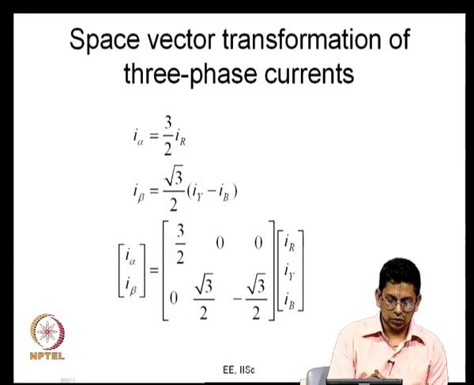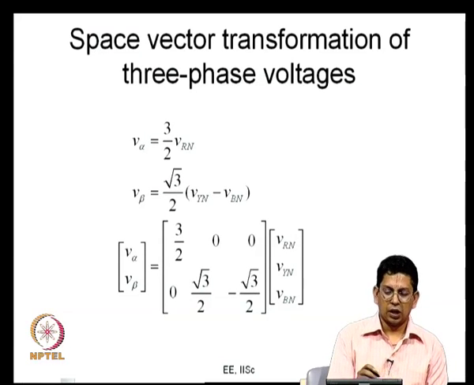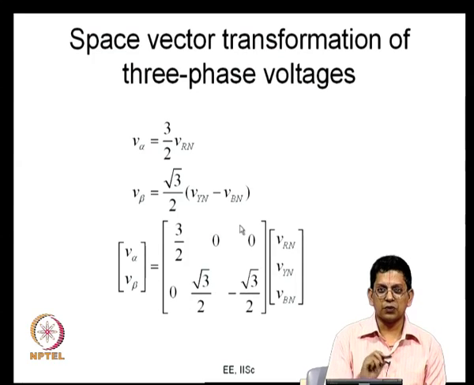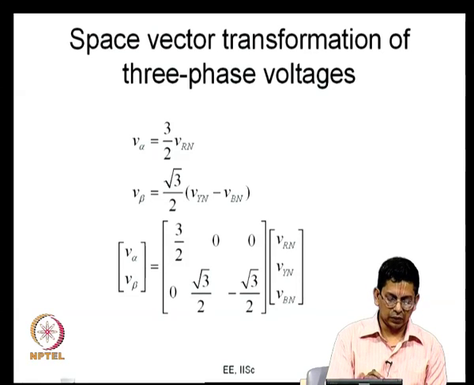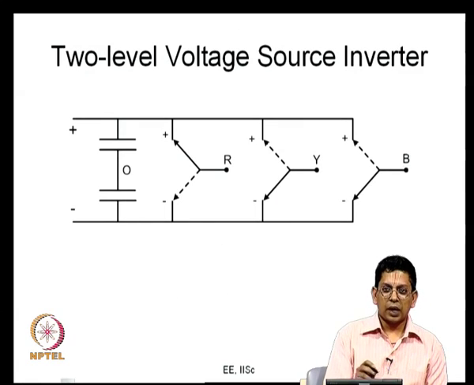Similarly, you have 3 phase voltages VRN, VYN and VBN which sum up to 0. These 3 phase voltages can also be transformed into 2 phase voltages V alpha and V beta as shown here. V alpha is equal to 3 by 2 times VRN, and V beta is root 3 by 2 times VYN minus VBN. The same thing is written in matrix form here. When we look at a 3 phase inverter, the output voltages are fixed levels, it has only 2 levels, it is a 2 level inverter.